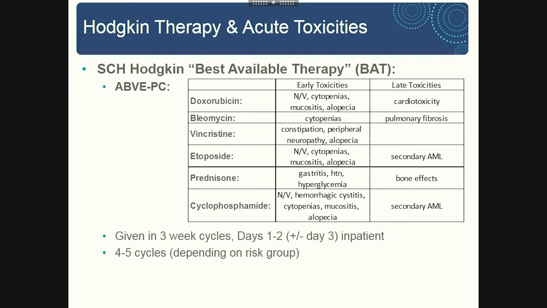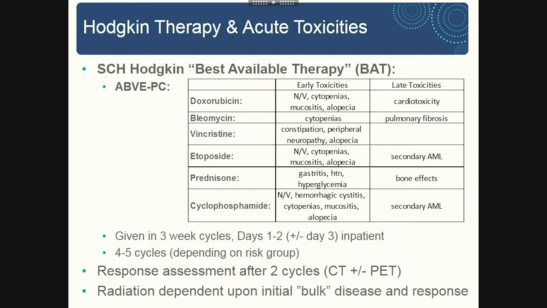We give these in intense cycles every 3 weeks, and they get 4 if they're low or intermediate risk and 5 if they're high risk. And then we do response adapted. So risk adapted, we're talking about we give a different intensity and duration of therapy depending on their stage up front. And then response adapted is that we adapt therapy based on how they respond to therapy. So we do CAT scans with or without a PET scan after 2 cycles. And if they have a good response, then, for example, we'll take away radiation.